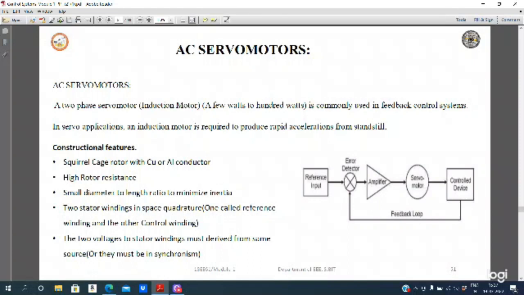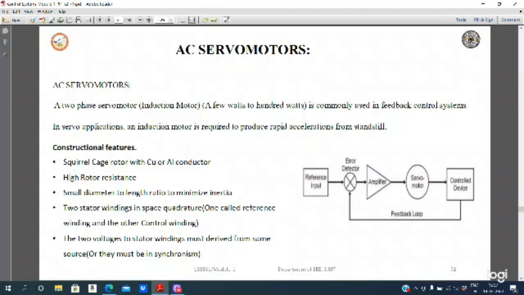Some constructional features of the servo motor: it has a squirrel cage rotor with copper or aluminum conductor. As I told, this is a two-phase induction motor, and as we all know, the construction of an induction motor has a squirrel cage rotor made of copper or aluminum conductor. It has high rotor resistance and a small diameter to length ratio to minimize inertia.